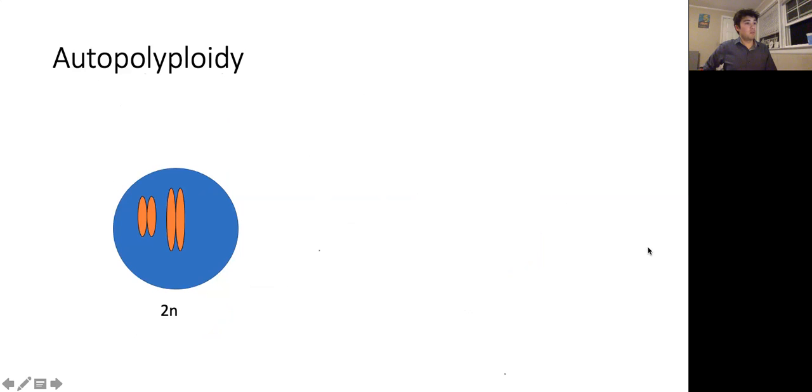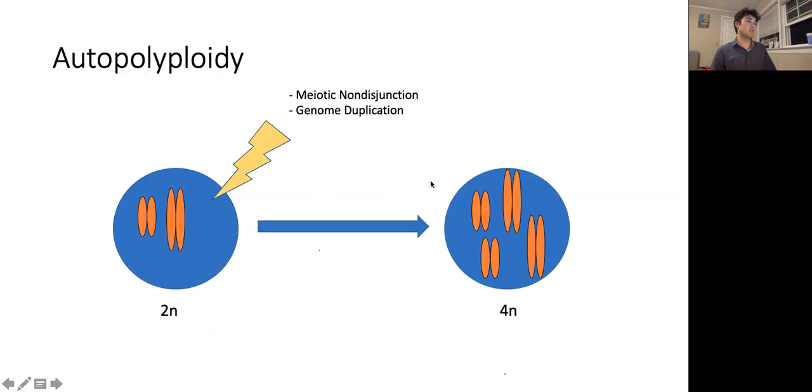Autopolyploidy is another example of polyploidy. In autopolyploidy, meiotic disjunction or some whole genome duplication event results in a doubling of the ploidy. So you went from a diploid to an autotetraploid.